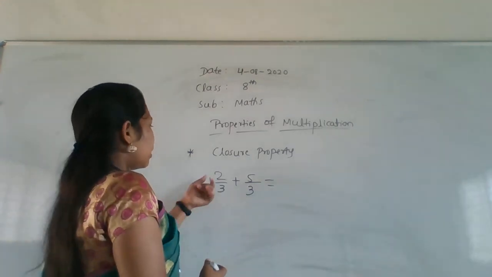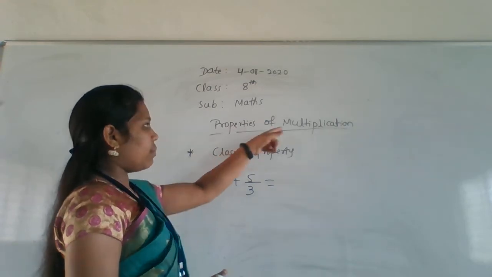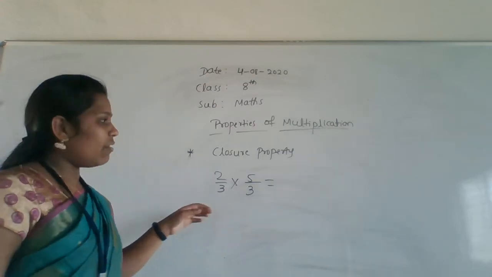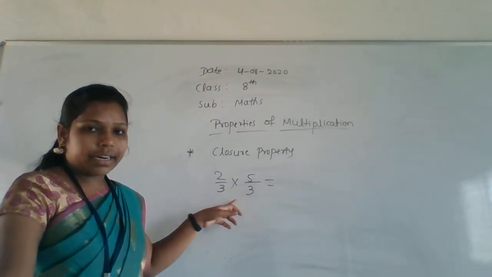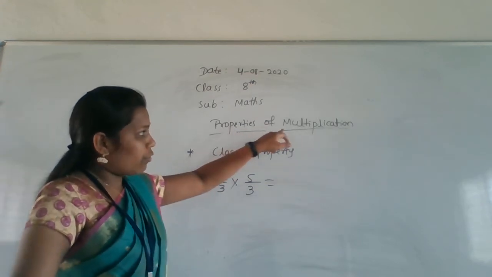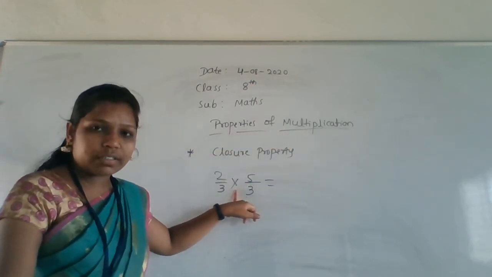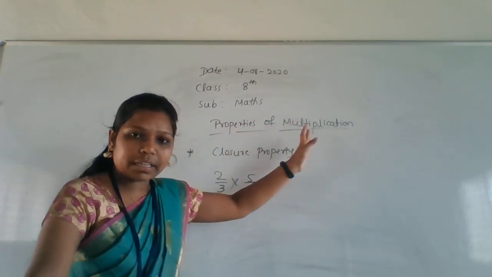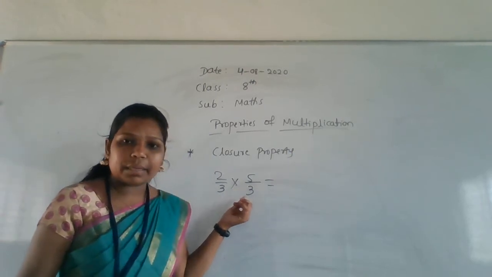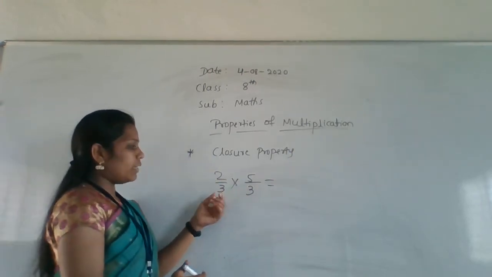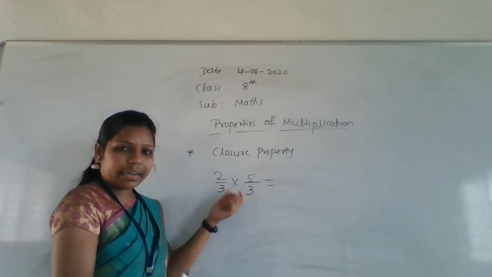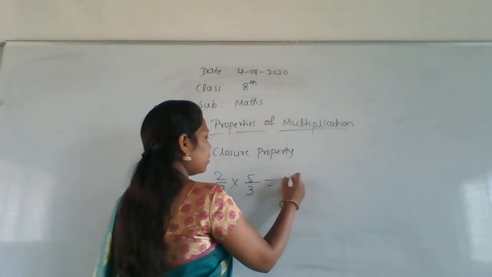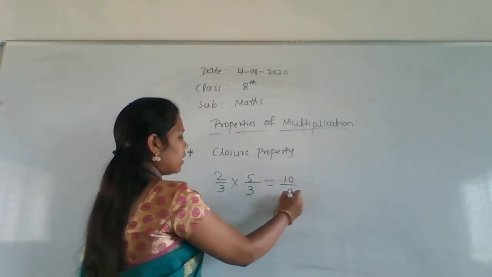So here, closure property is about multiplication, right? You have to put the multiplication symbol. If addition is mentioned, then you write the addition symbol. If the properties of addition are there, then you have to write the addition symbol. Here we are studying the properties of multiplication, so we have to use only the multiplication symbol. So, 2 by 3 into 5 by 3. Will any cancellation happen here? No. So 2 fives are 10, 3 threes are 9. So this is the answer.